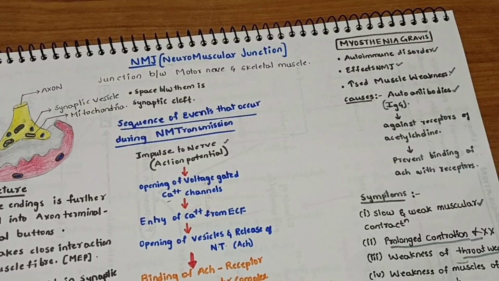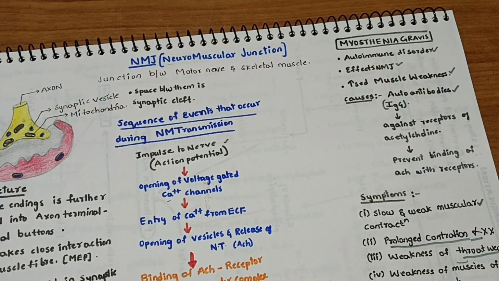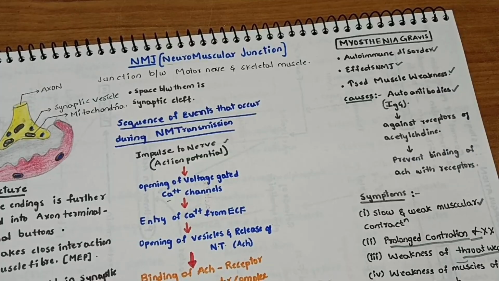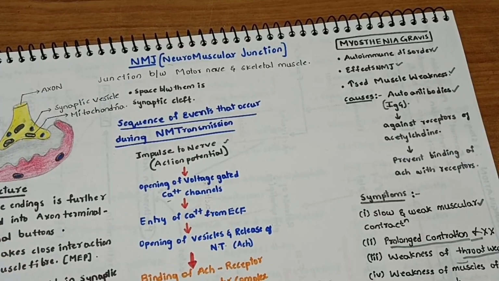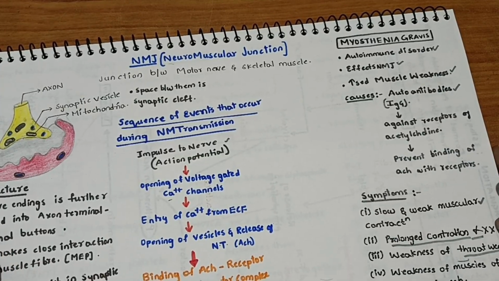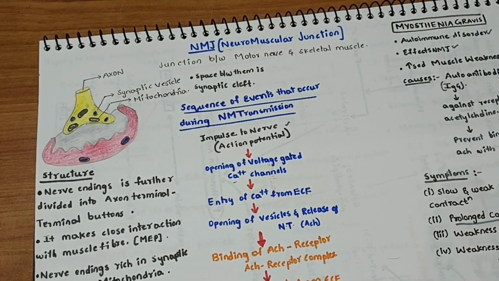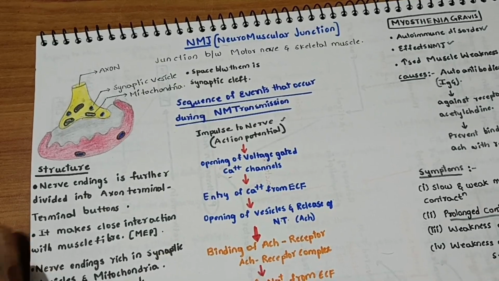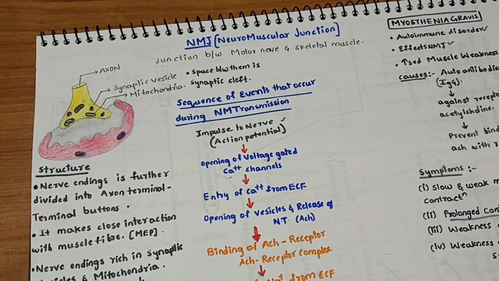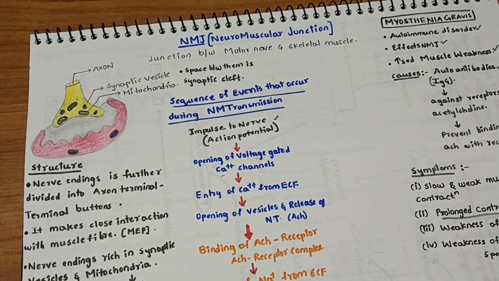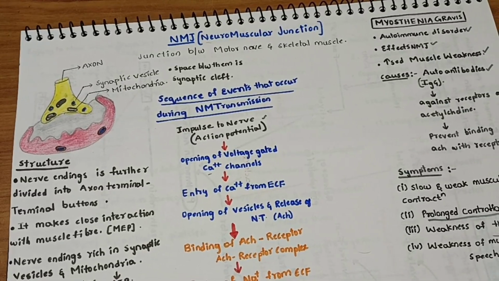Myasthenia gravis is an autoimmune disorder because autoantibodies are produced against the receptor of acetylcholine, which prevents the binding of acetylcholine with the receptors. That leads to slow and weak muscular contraction, and prolonged contraction is absent. This is the neuromuscular junction. You must study it for a short answer, and the events of the neuromuscular junction can also be asked as a short answer. In that question, you have to mention myasthenia gravis. This is a complete discussion of the neuromuscular junction.